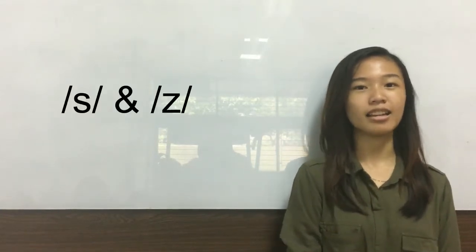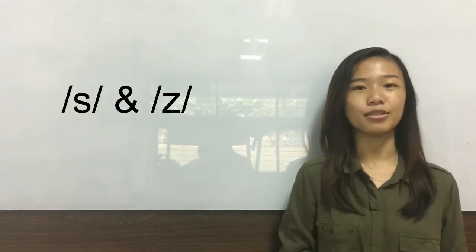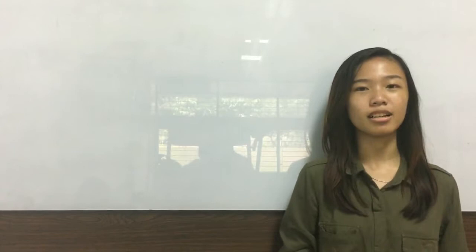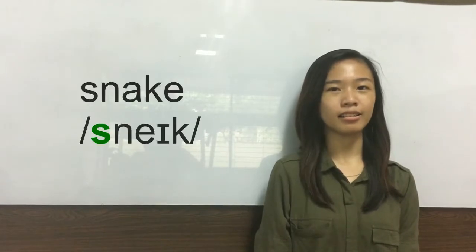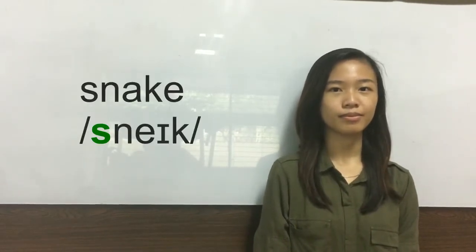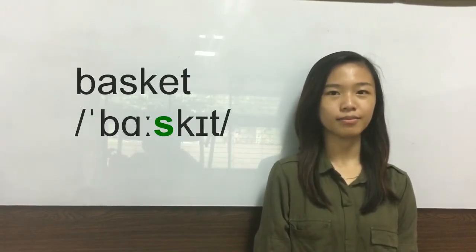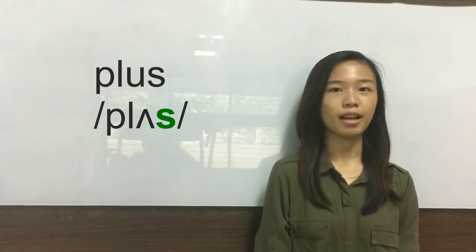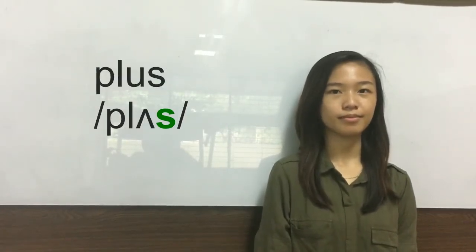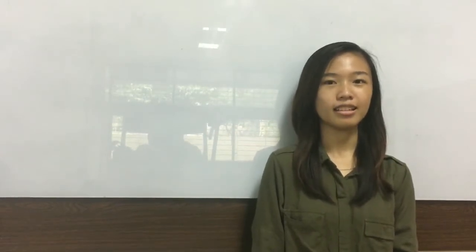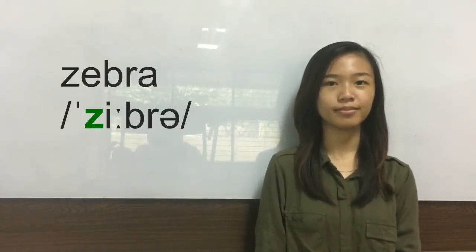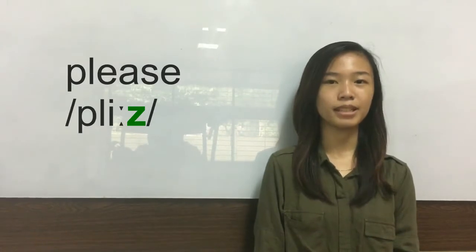The next set of sounds consists of s and z. For these sounds, you can put the tip of your tongue behind your upper teeth. The sound s, as in snake, basket, plus. The next sound is z, as in zebra, please.